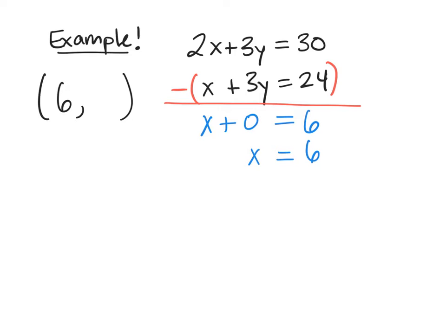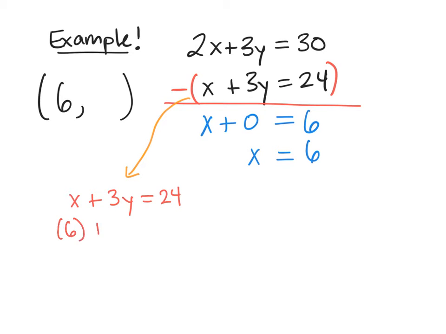So I'm going to, let's see, how do I want to do this? I'm going to just make a little arrow, I guess. I'm going to rewrite this. So this is x plus 3y equals 24. I know that x equals 6, so I'm just going to take this 6 and plug it in for the x right there.